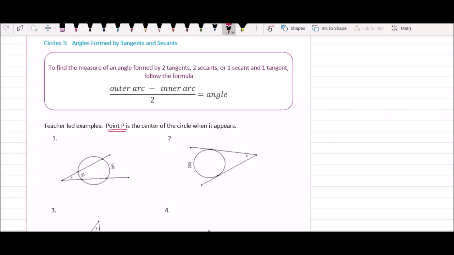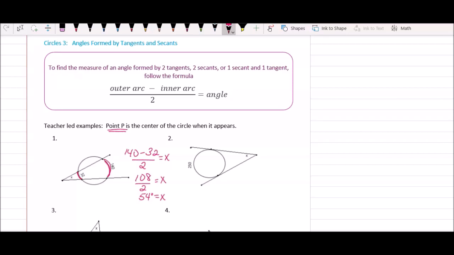Again, point P is the center if we see one in the question. So the outer arc would mean this one on the outer part of the angle, so 140, minus the inner arc, which would be 32. Divide that by 2, and that will give us the angle measure, which is marked X. So 140 minus 32 is 108 divided by 2, and that would be 54.